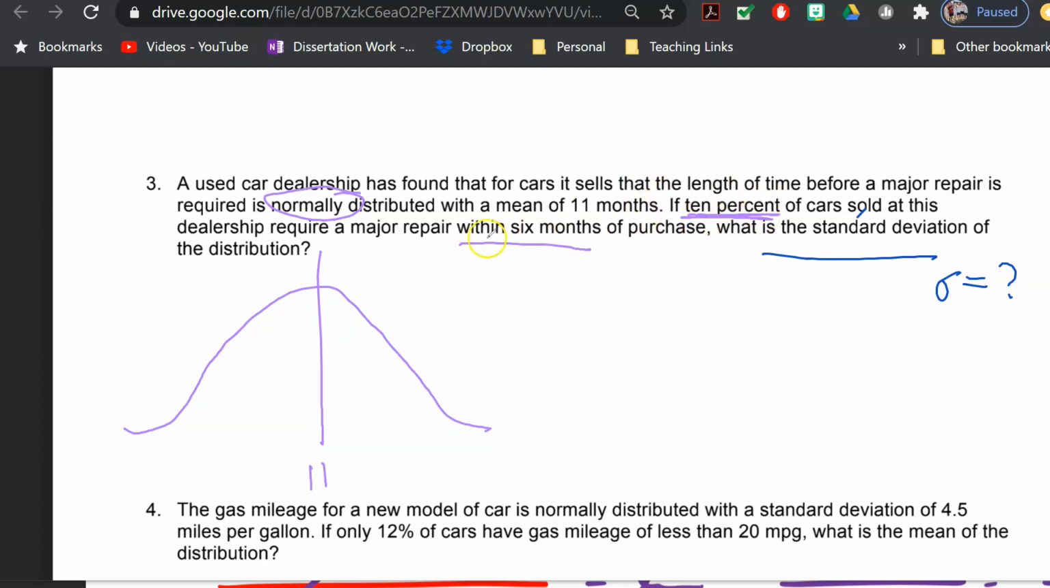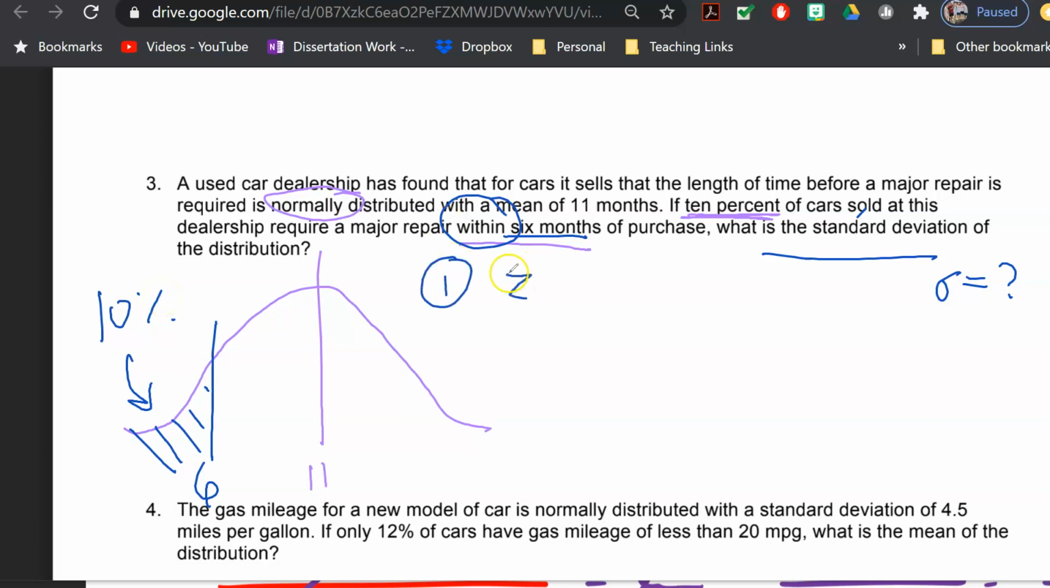We don't know necessarily, within is a really hard keyword to figure out where that 10% goes, but we do know that this is within 6 months. So 6 has got to be here. Now there's only one place, and we realize that within would mean it has to get repaired before 6 months has even happened. So this is 10%. So the first step, like I said, we need a z-score.